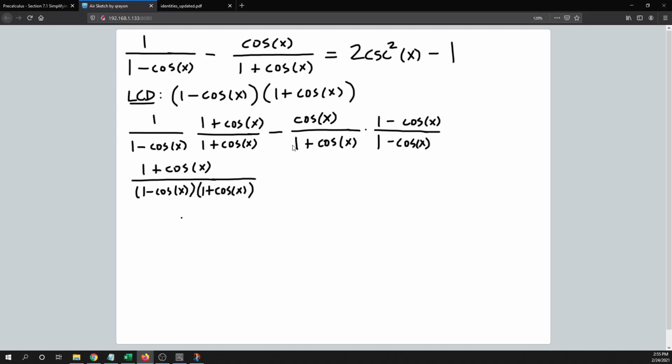All right, when I carry out these multiplications over here, on top, I'm going to be multiplying cosine x times 1 minus cosine x, right? To do that, I am going to have to distribute, right? That cosine x is going to have to be multiplied times the 1, and it's also going to have to be multiplied times the minus cosine x term there. So what I get is cosine x times 1 is cosine x. Cosine x times minus cosine x is going to be minus cosine squared x.